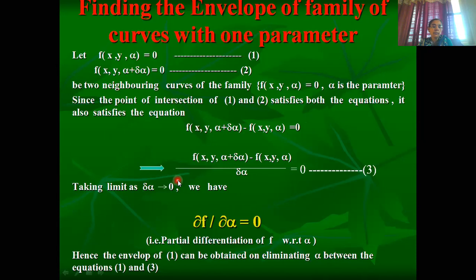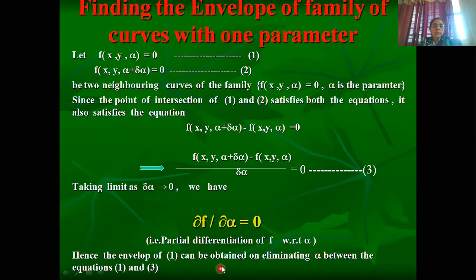Then take the limit, because you are going from the second to the first, third to the second, and so on. So take the limit delta alpha tends to 0. You get, on this side, the partial differentiation of the function f with respect to alpha, because there are three variables and you are differentiating with respect to only one, that is the variable alpha. So dou f by dou alpha is equal to 0. By using this, get the value of alpha, substitute that in equation 1, alpha will be removed, and that itself is the required envelope here.